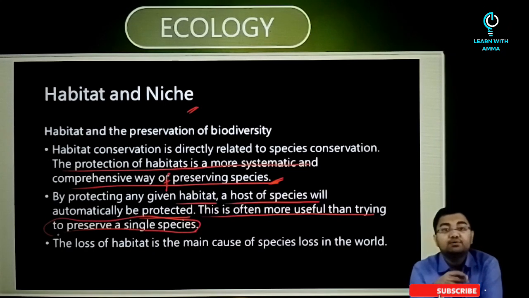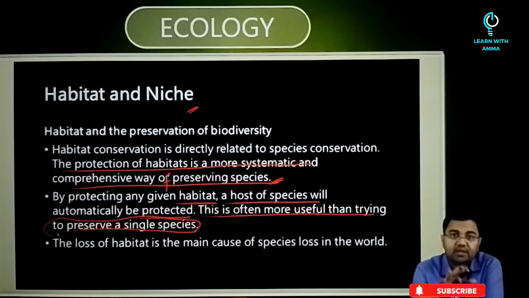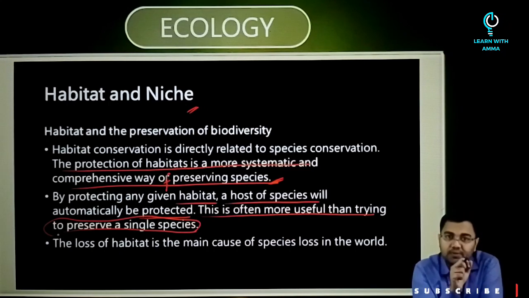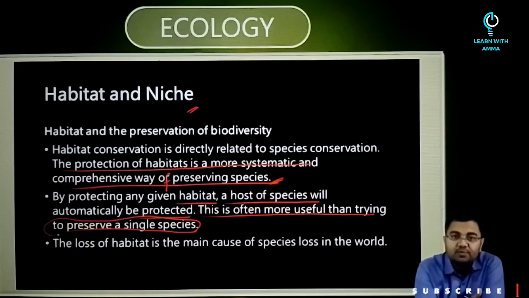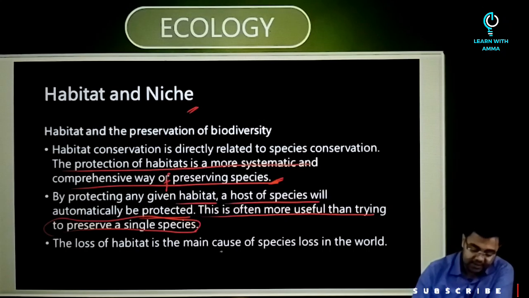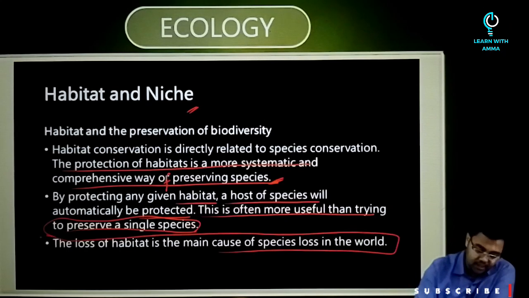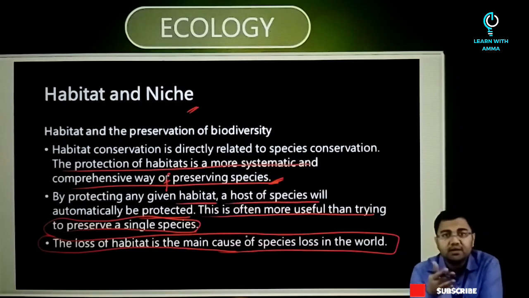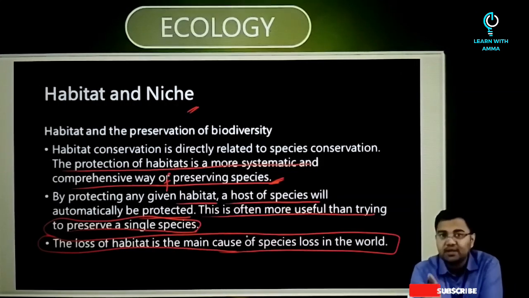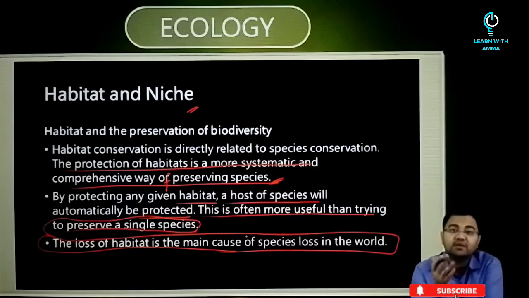So rather than trying to preserve a single species, what we need to try and do is that we conserve the habitat in which this species is found, so that not only this species will be saved, but first of all there will be other species that can be saved. Secondly, since it is in its functional role, in its natural surrounding, this particular species will have a higher chance of getting preserved. So the loss of habitat is the main cause of species loss in the world, and this is something which is very, very evident if you look at the things that have been happening in the last few years, or let's say last 100 years or so.